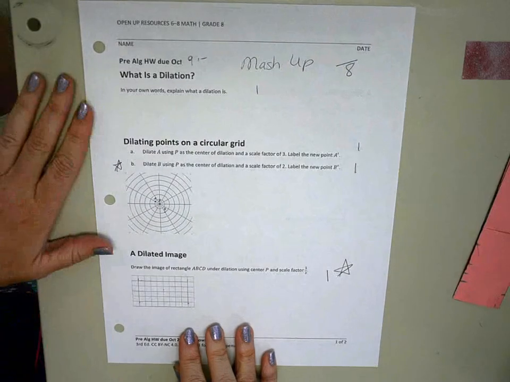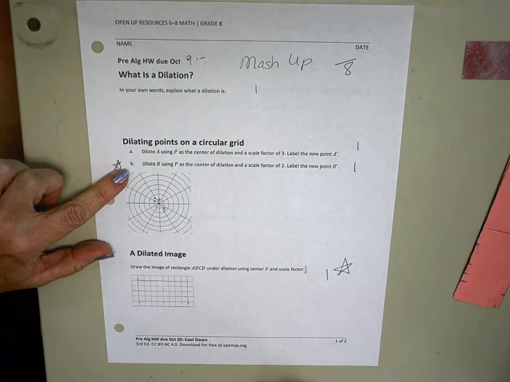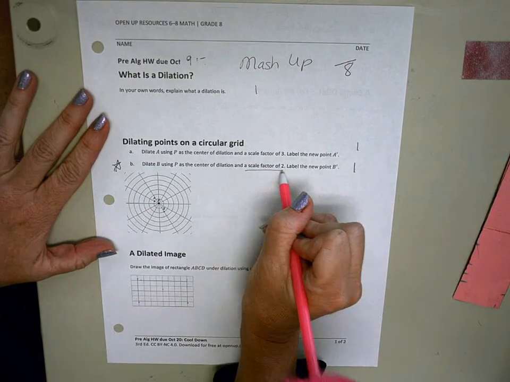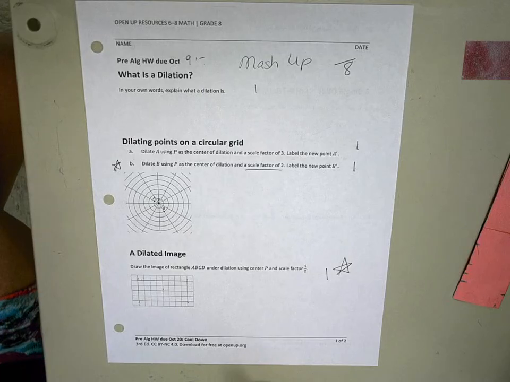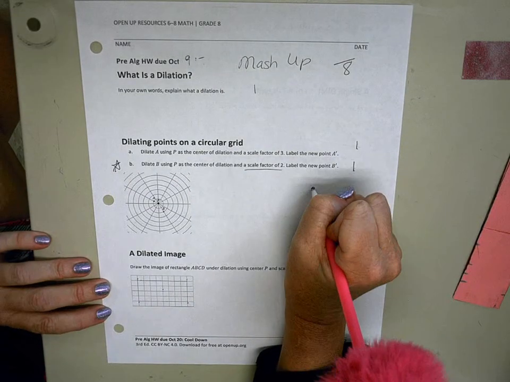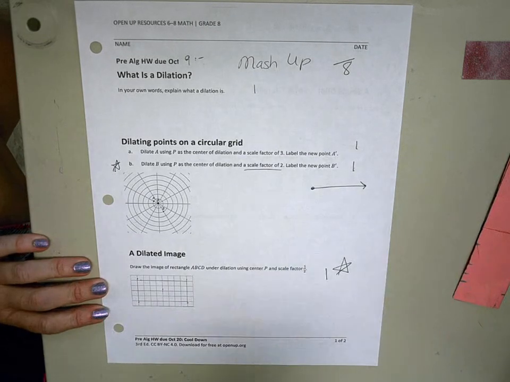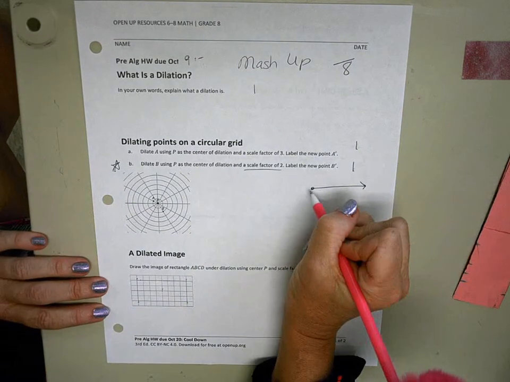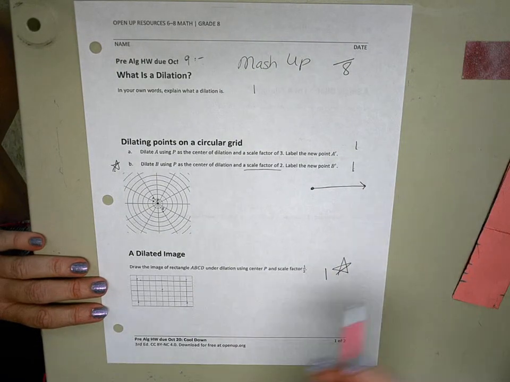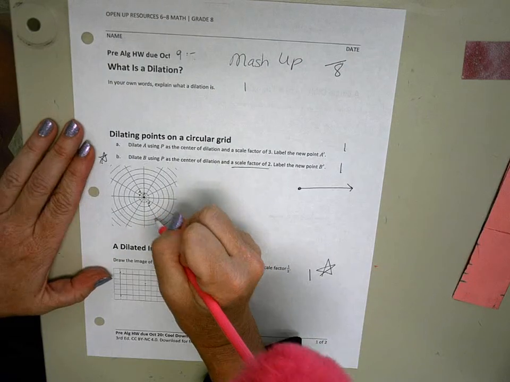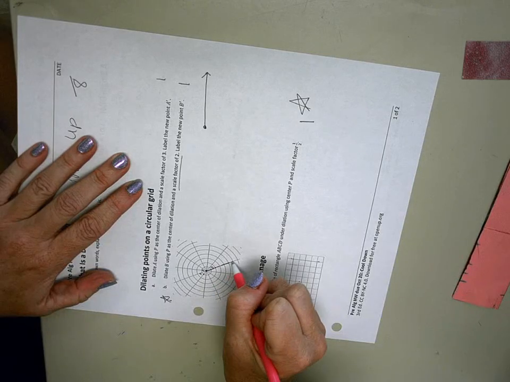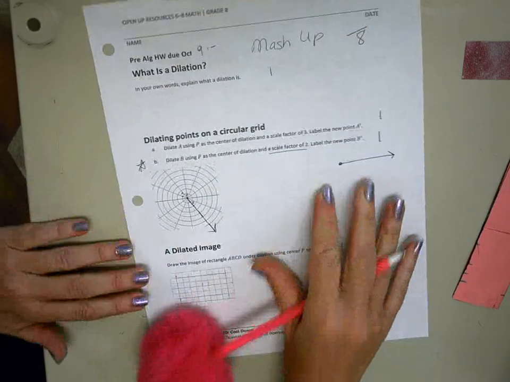All right, so circular grid, dilate point B using P as our center, and then a scale factor of 2. So we've been talking a lot about this idea of a center of dilation is kind of your anchor. It's your stake in the ground, and then we're always moving out from that stake in a singular direction. So in this case, we're starting at P and moving out in the direction of B. So the first thing I might do is just pay attention to that ray.